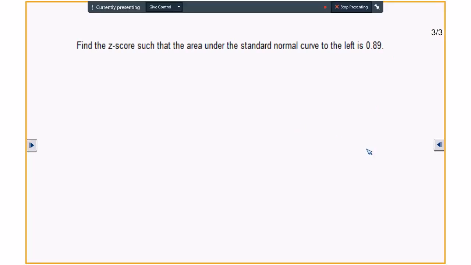Find the z-score such that the area under the curve is 0.89. First, draw a picture, then do it by the empirical rule to get a common sense answer, and then do it by the table or by the calculator and compare the two, the empirical rule common sense number with what you got, to make sure that you're in the ballpark.